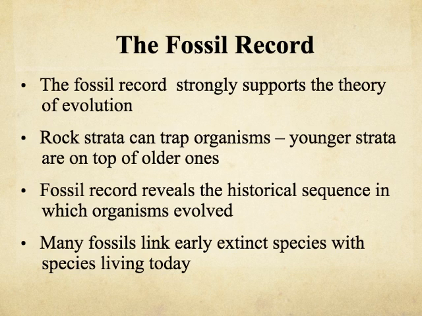Basically, the idea is that different layers of rock, which are called rock strata, trap organisms, with the younger strata being on top. And you can look at the historical sequence, so which fossils came first, which fossils came second, and we could use this to track how organisms evolved. So we can use fossils to link early extinct species that we can't study anymore because they're extinct with living species today.